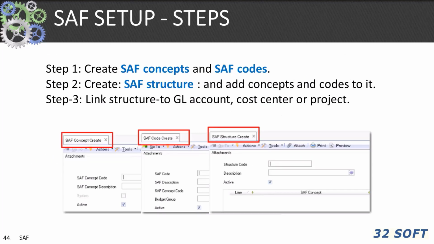There are basically 3 steps in creating your SAF process. Step 1 is to create the concepts and the SAF codes. Step 2 is to create the SAF structure, adding concepts and codes to the structure. And then step 3 is linking the structure to a GL cost center or project.